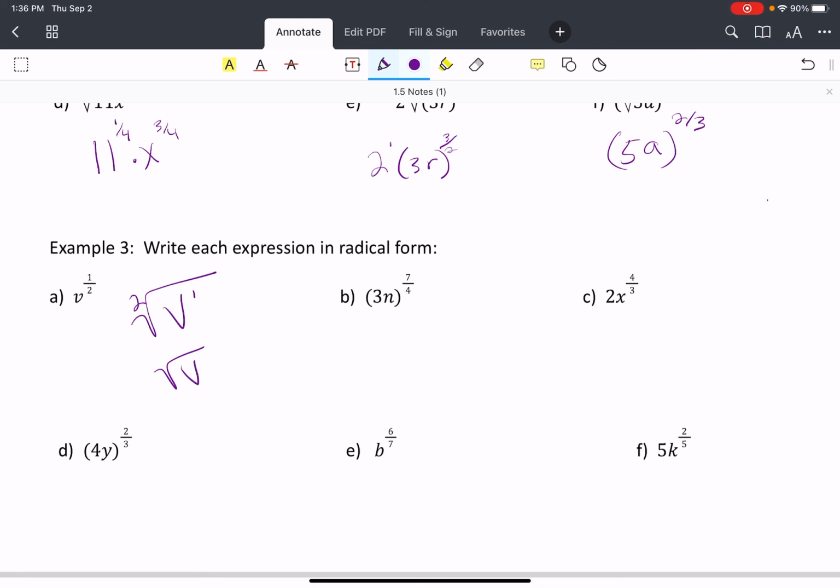Is the 3 going to go inside the radical or stay on the outside? It goes in because it's in parentheses with the fraction exponent. So it would be the 4th root of 3n to the 7th.